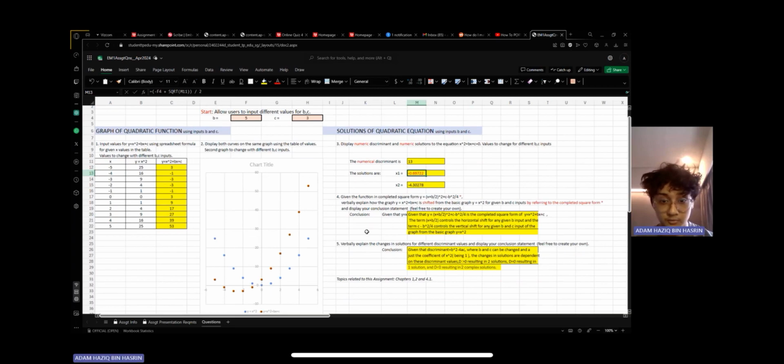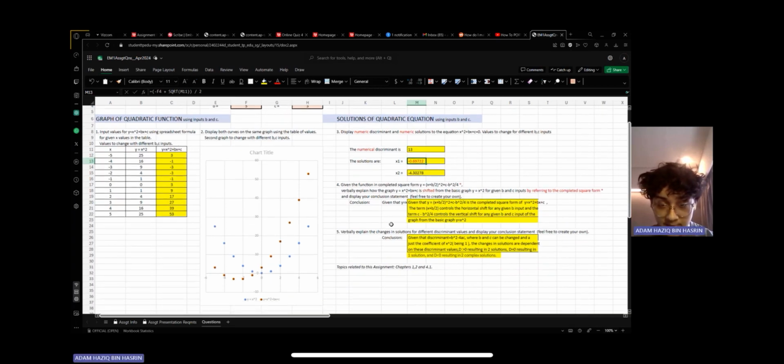Now moving on to question 5. Verbally explain the changes in solution for the different discriminant values and display my conclusion statement. Now, we know that the discriminant is b squared minus 4ac, and as I said earlier, in this case, b squared minus 4c, b and c can be changed depending on whatever value it is. So the changes of solution are dependent on these discriminant values after finding out what b squared minus 4c equals. And when the discriminant is more than 0, there will be two solutions as we see here.